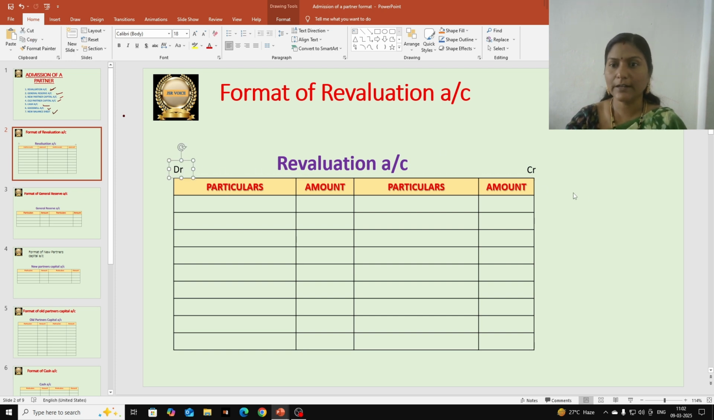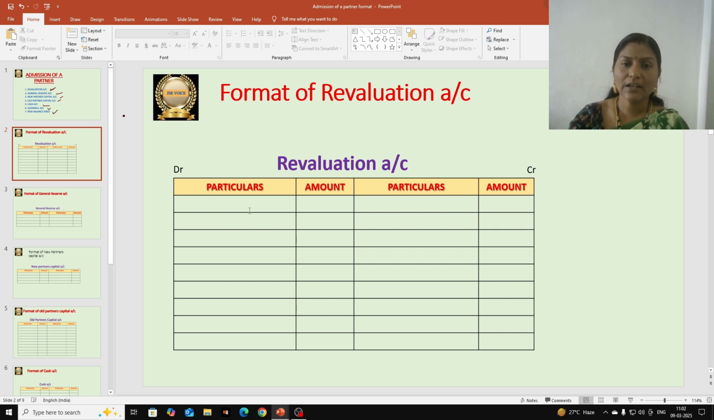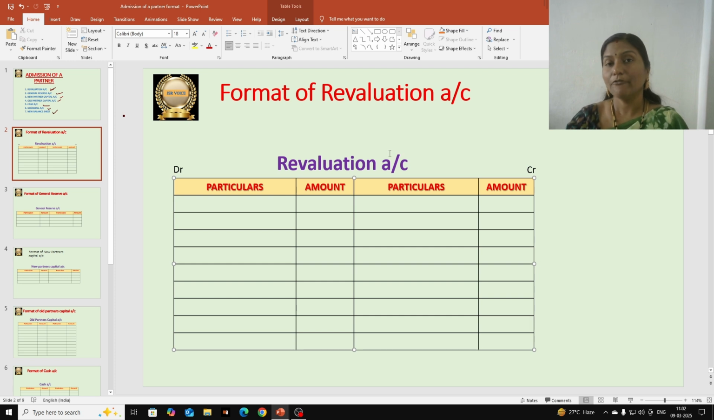What we are going to write in the revaluation account is very important. In the revaluation account, students, first you have to remember one item. If you remember that, you are going to remember a few items in the revaluation account. Whenever a new partner is going to be admitted in the partnership business, they value the assets, and sometimes some assets' value may increase, some may decrease. They value liabilities also. Sometimes the liabilities' value may increase, sometimes it may decrease. Here we are going to show all that now.